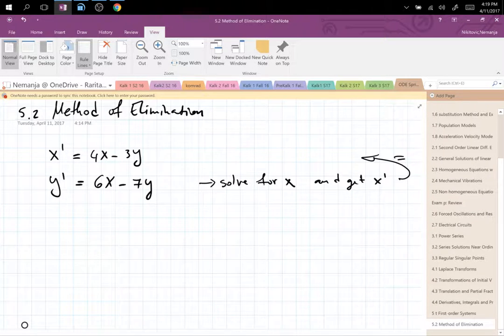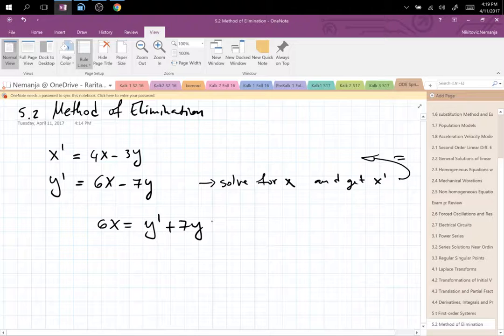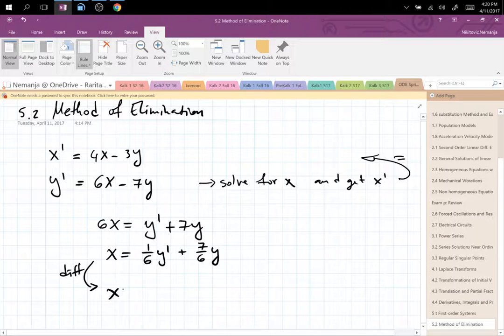So solve the bottom one for x. You get 6x is equal to y prime plus 7y. And then you get x equals 1 over 6 y prime plus 7 over 6 y. And then differentiate and get x prime is equal to 1 over 6 y double prime plus 7 over 6 y prime.